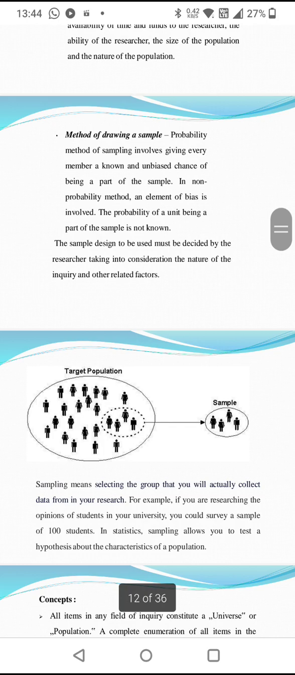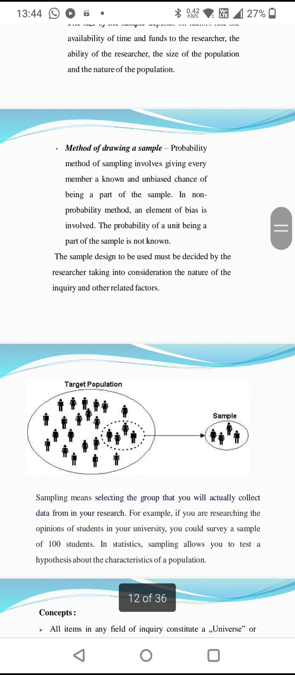So again, here is a pictorial representation of your entire total population and the sample you are taking from that particular population. Basically, sampling means selecting the group that you will actually collect data from for your research. If you are researching the opinions of students in the university, you can always survey a sample of 100 students. So sampling allows you to test a hypothesis about the characteristics of the population.